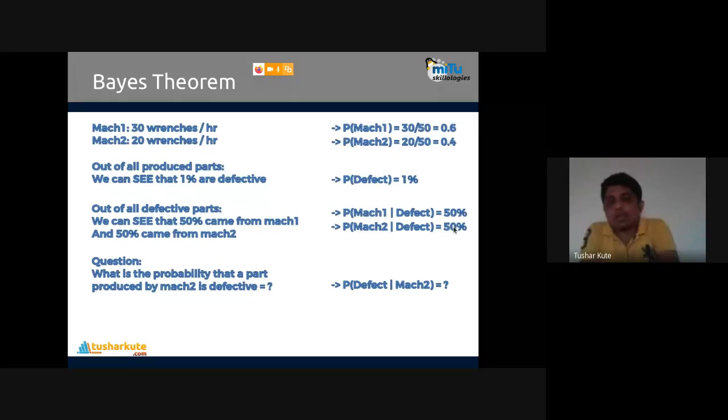And our question is, what is the probability that the part produced by machine 2 is defective? The part produced by machine 2 is defective. This is what we have. Machine 2's part is defective.